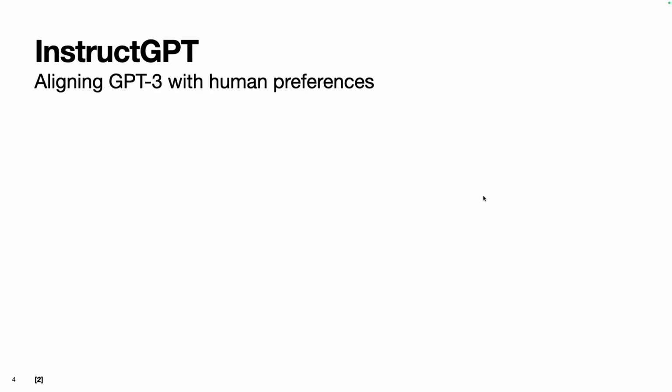So this was the whole motivation behind InstructGPT, which was essentially the model behind the original version of ChatGPT. The InstructGPT paper, reference number 2, came out in 2022, and the whole thing was this process that OpenAI used to take their base model, GPT-3, and align it with human preferences.